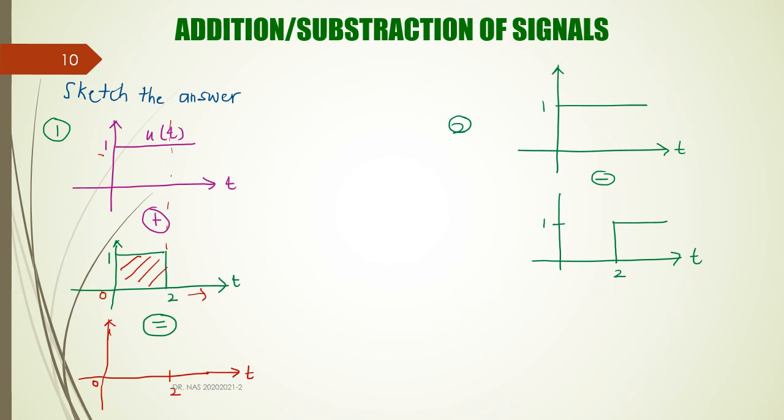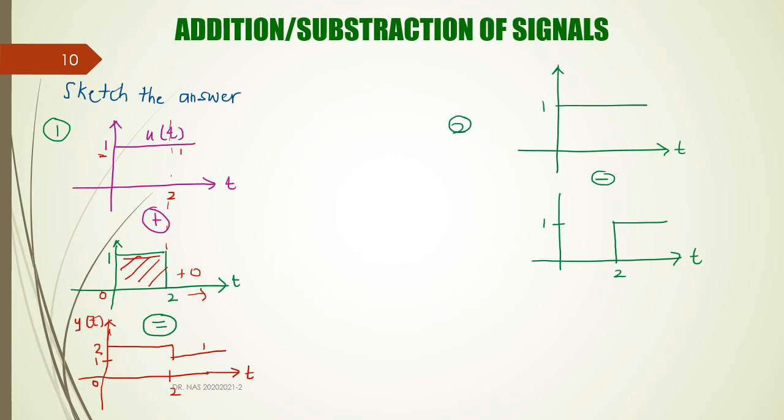From 0 to 2, you have amplitude 1 plus 1, which becomes 2. And from 2 onwards, you have an amplitude of 1 plus 0, which equals 1. So from 2 onwards, the amplitude is 1. This is your signal.